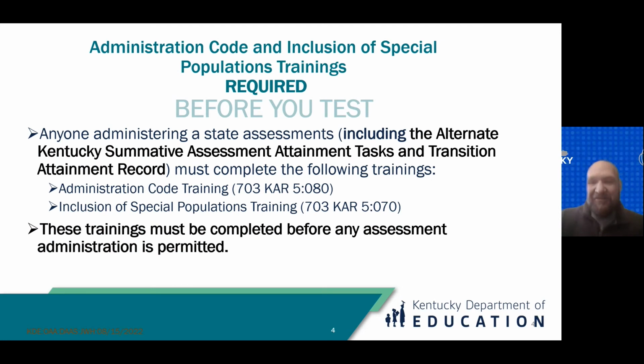Now that we have discussed the Quality of School Climate Safety Survey, let's turn our focus back to the test and what is required before you administer. First and foremost, before you administer any Kentucky State assessment, you must receive administration code training and the inclusion of special populations training. If these trainings are not completed, then no test administration should occur. And last but not least, if you're completing this training, you will more than likely also be administering the Alternate Kentucky Summative Assessment. So this training is also a requirement to administer the attainment task.